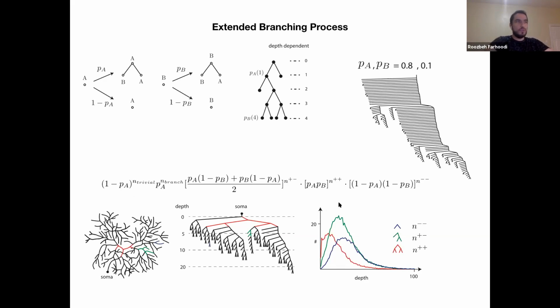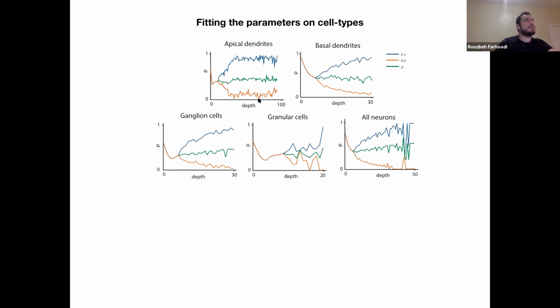Then next is to try different cell types and see what we observe from them by applying these models. Fitting on the cell types, we observe a very typical structure. For example, in apical dendrites, the blue line is PA, the orange one is PB, and the green one is the simplest model that I presented at first. And I'm fitting on different depths.